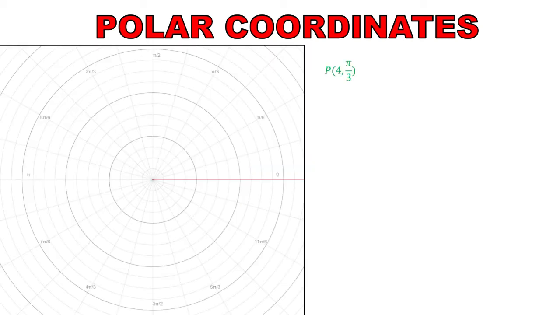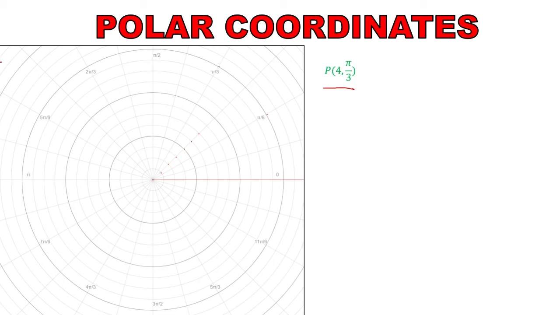Another example. Now, this is the polar coordinate system. This is radius 1, radius 2, radius 3, 4, 5, 6, 7, and it continues. This is the angle 0, then the angle pi over 6, pi over 3, pi over 2, and you continue with all the angles. I want to plot this point in the polar coordinate system.